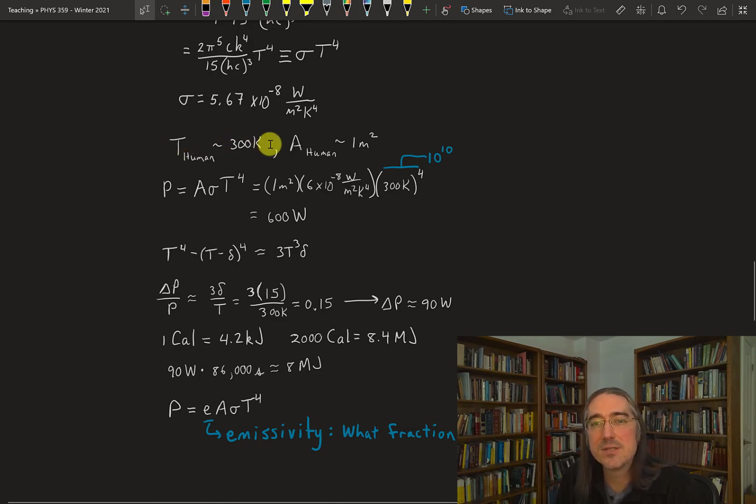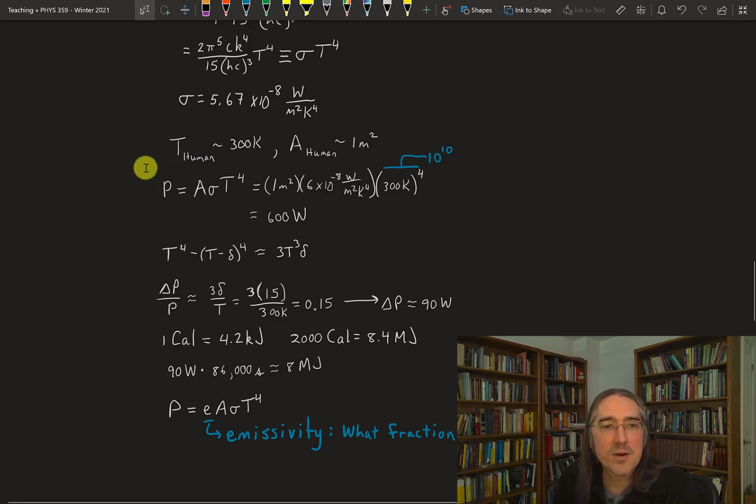I said T for a human is about 300 Kelvin. If your actual temperature is 300 Kelvin, see a doctor, right? You should be about 310, but fine. For our purposes, we're not going to worry about the few percent that's off. Just like the surface area of a human is probably not 1 square meter, but it's not 10 and it's not a tenth. We just want to get the right ballpark figure here.